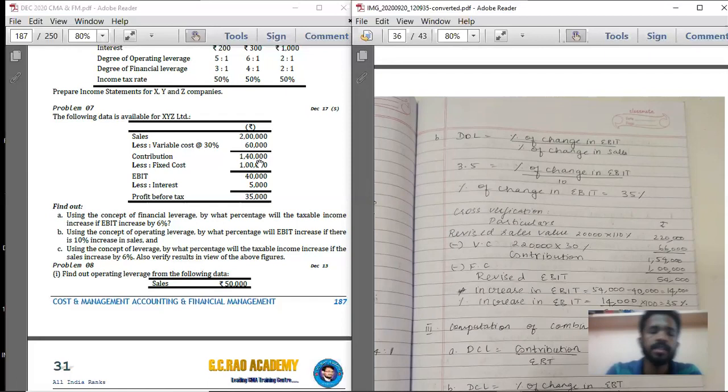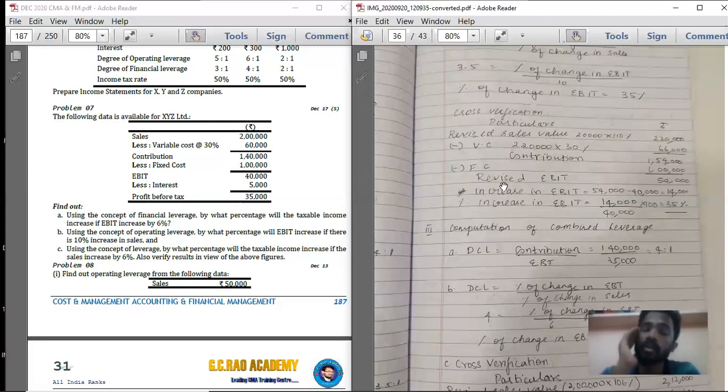So 54,000. Existing EBIT is 40,000. So 54,000 minus 40,000, you are getting 14,000. So 14,000 divided by 40,000 into 100, that is 35%. So the percentage of change in EBIT is right. In respect of that 54,000, write revised EBIT. Below that, first arrow mark, increase in EBIT is equal to 54,000 minus 40,000. Revised EBIT is 54,000, existing EBIT is 40,000. So 54,000 minus 40,000 is equal to 14,000.